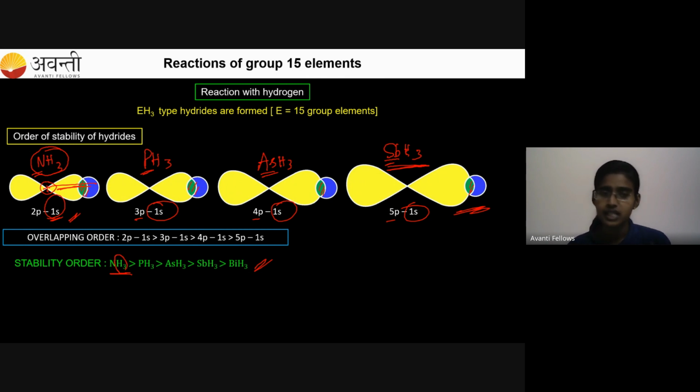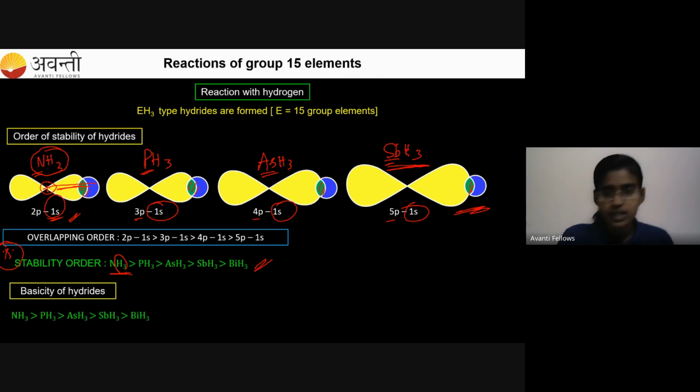Okay. So, like that they will ask, so you should be able to answer. Stability order is one of the very important orders. And coming to the next is basicity. Basicity order is also on the screen. It is the same as that of stability.